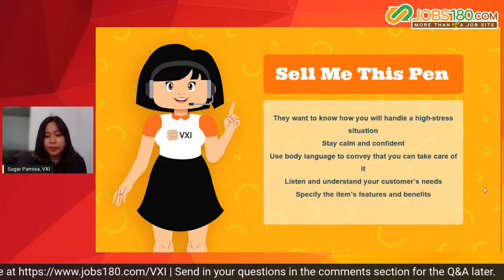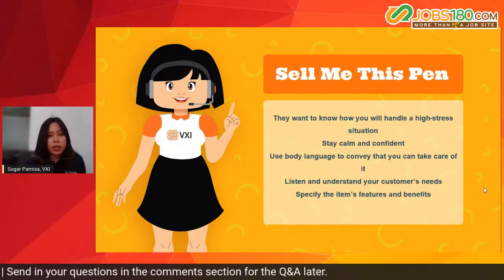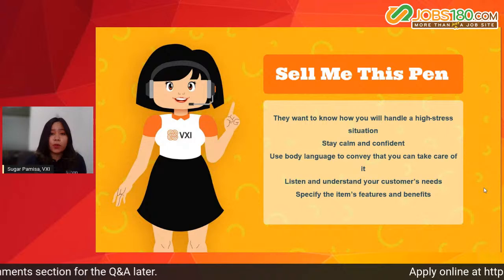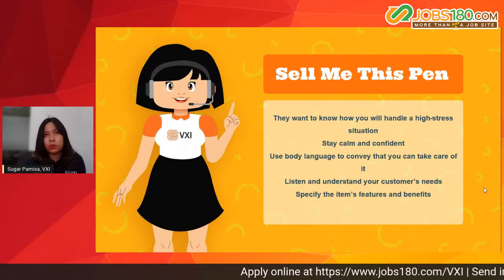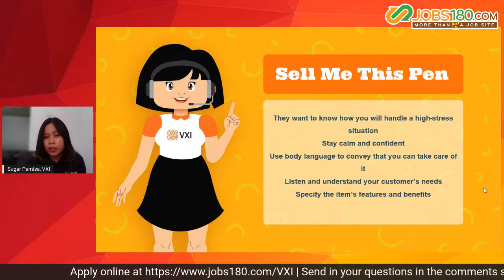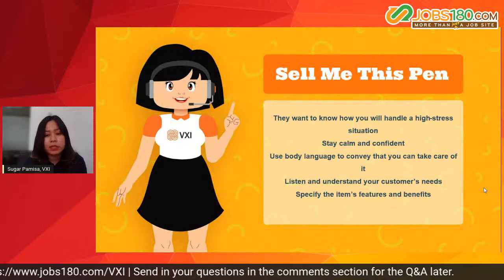All right. Okay, specify the items, features, and benefits. So basically, you really have to know the company that you're applying for. You have to know everything about them so that you will know which are the qualities and the skills that you will be showing off to us.